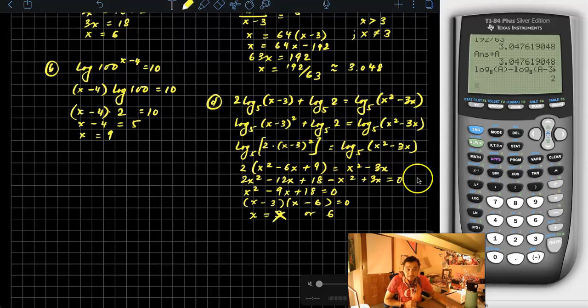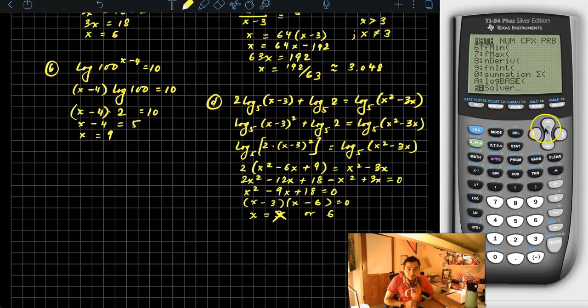Now to check 6, let's plug in 2 math log base 5 of 3, which is 6 minus 3, plus log base 5 of 2. And sometimes what I like to do is just subtract the other side and see if we get 0, instead of having to do 2 separate calculations. Log base 5 of 6 squared, 36, minus 6 times 3 minus 18, 18 should give us 0. So the 6 does work out. Hope that helps.